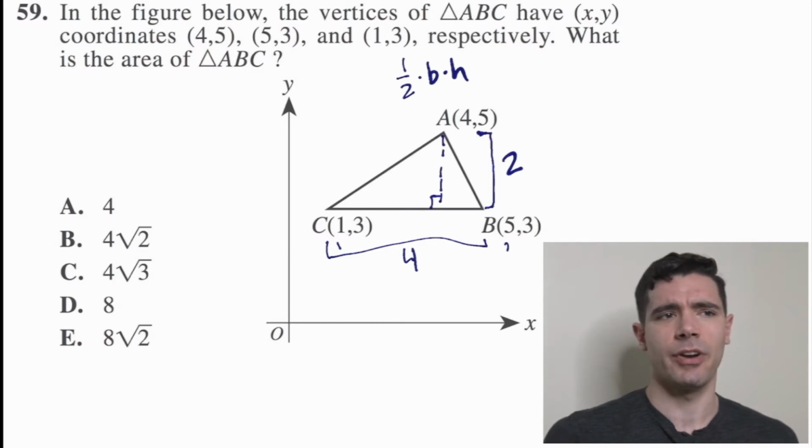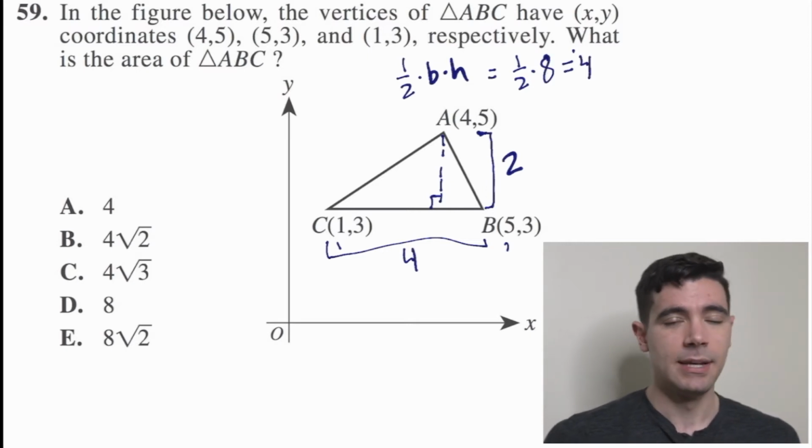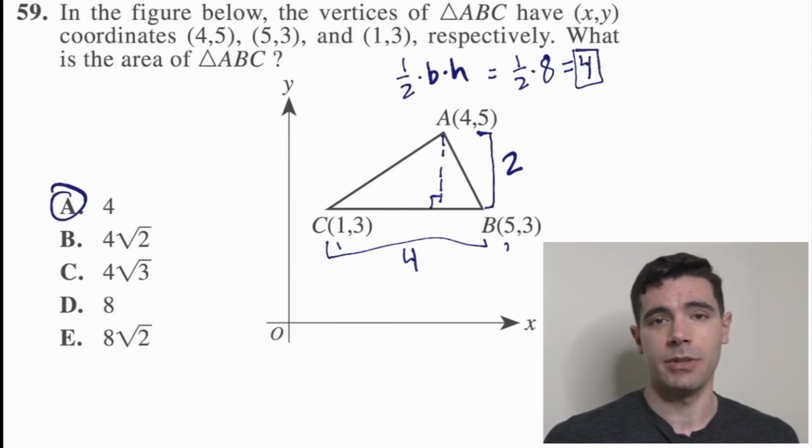Oh, nice. So we already have the base and the height. The base is 4, the height is 2. We multiply them, that equals 8, and then multiply it again by 1/2, because we're talking about a triangle. 8 times 1/2 is 4, and so the answer is 4.